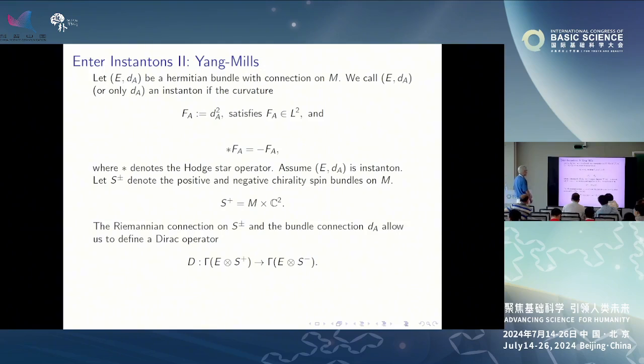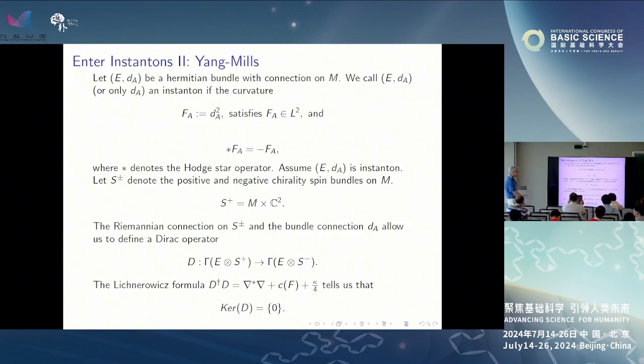All right, and so when you have the Riemannian connection on S plus and minus, you can couple that to the bundle connection, and that allows you to define a Dirac operator from sections of E tensor S plus to sections of E tensor S minus. And the Lichnerowicz formula tells you d dagger d is nabla star nabla plus the Clifford multiplication by the curvature F, plus a scalar curvature term, scal over 4, which I could replace by 0.